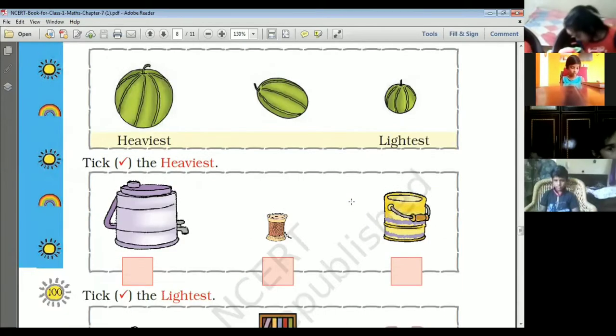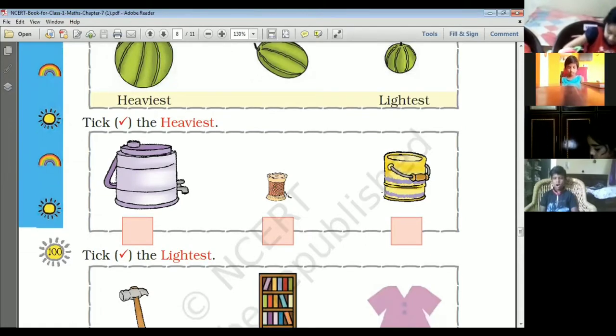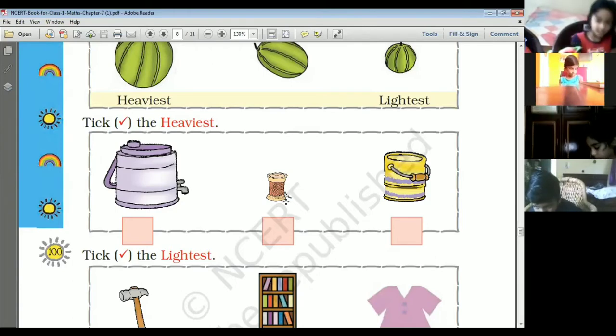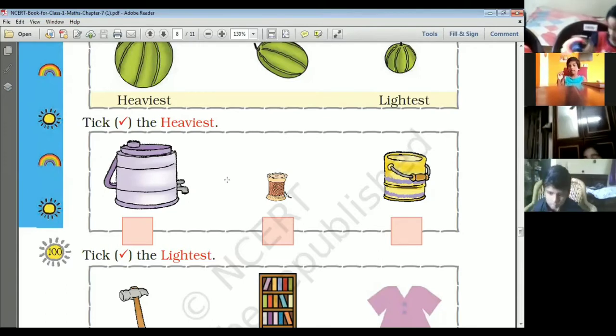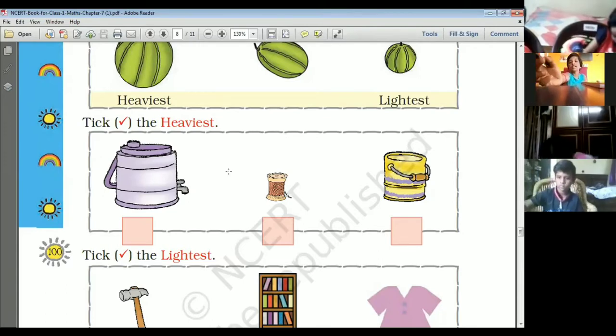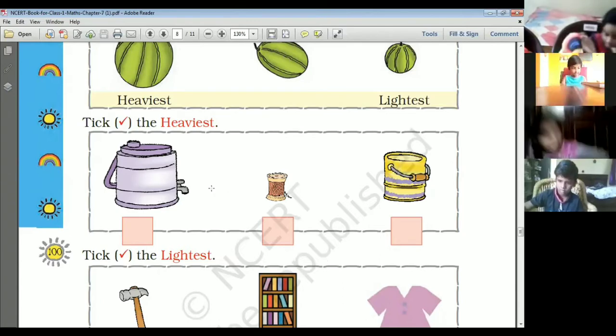Here you have one tank, one small bucket and another small object. In these three, which one is heaviest? The first one, the tank, is heaviest. So tick this object. Tick the first one.